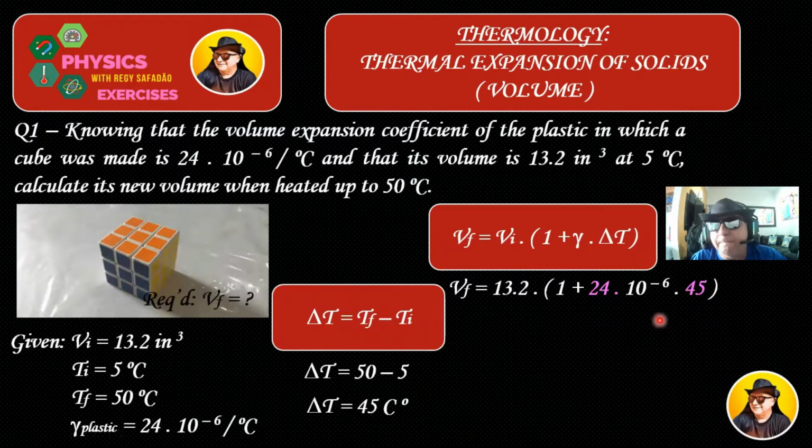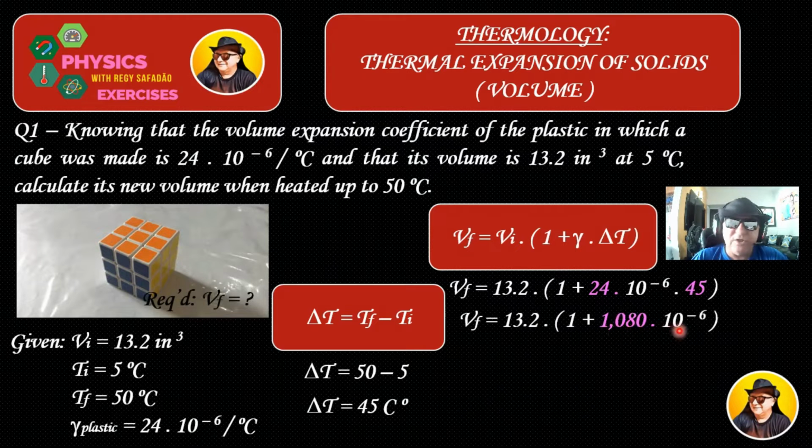Okay, so let's see. You can realize that 24 and 45 are in different colors. They are in pink. Okay, why? Because I'm going to multiply them only right now. Okay, so 24 times 45. Let's do it. So it is 1080. Okay, now I'm going to multiply 1080 by 10 to minus 6.